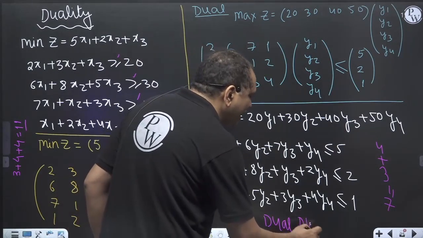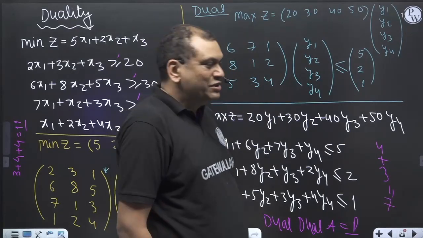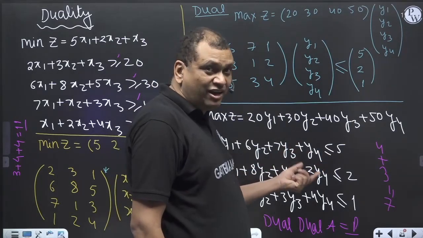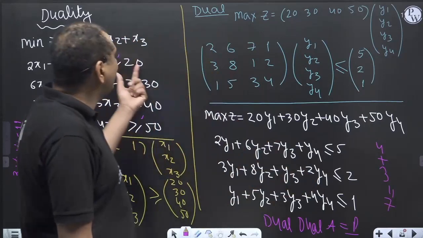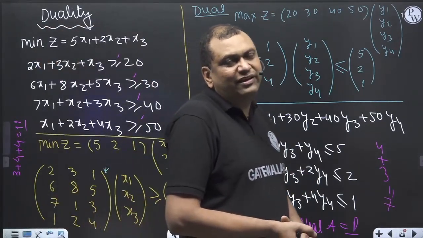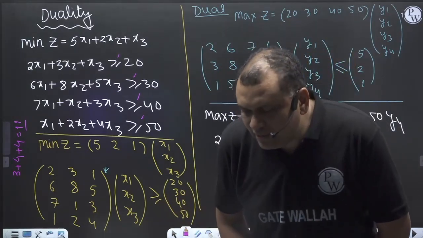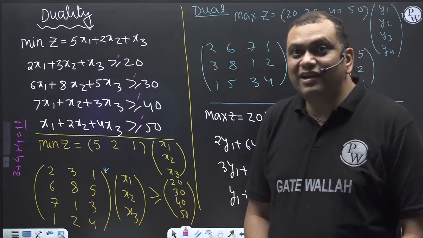Dual of dual will again be primal. Suppose you take the dual of this problem, again the primal solution will come. Dual of dual is again the primal. Understood?